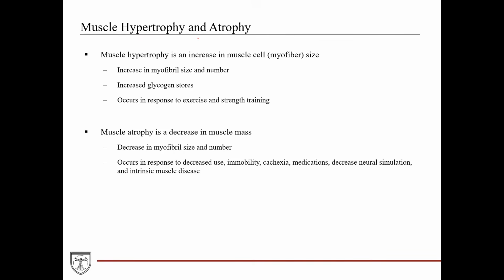So two topics I just want to touch on briefly are muscle hypertrophy and atrophy, and what's the difference. So muscle hypertrophy is an increase in muscle cell size. So it's just like any other type of hypertrophy, cardiac cell hypertrophy, any other type of cell hypertrophy. It's an increase in the size. Remember, hyperplasia is an increase in the number of cells. We went over this back in the cytology lecture.